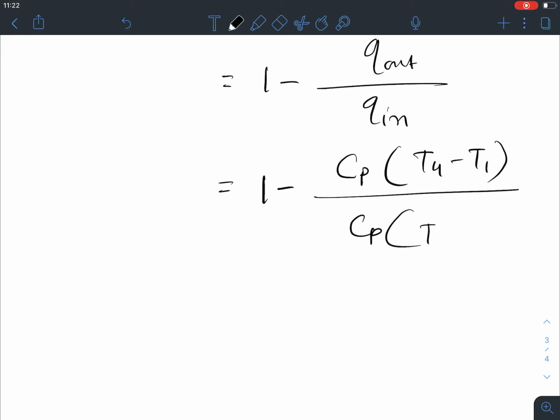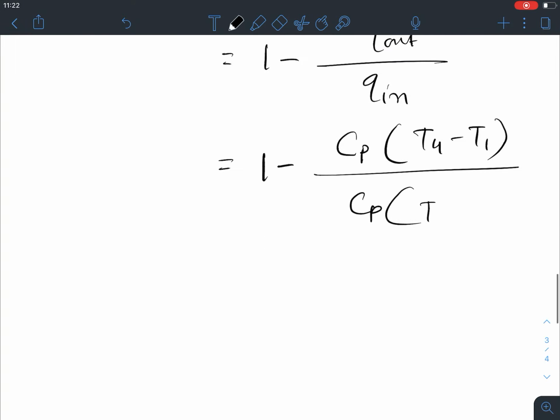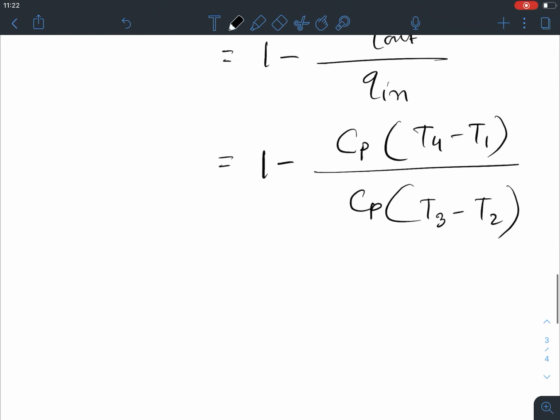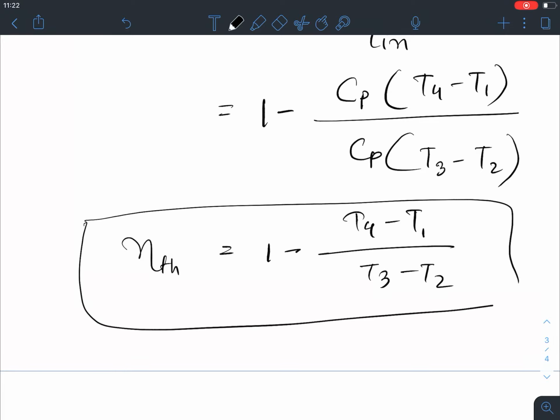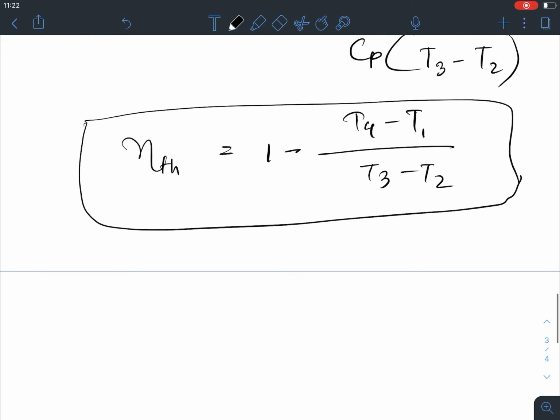So if we write this, it will be Cp times (T4 minus T1) over Cp times (T3 minus T2), right? So basically this expression will look like eta thermal efficiency equals 1 minus (T4 minus T1) over (T3 minus T2). So this is the basic expression.